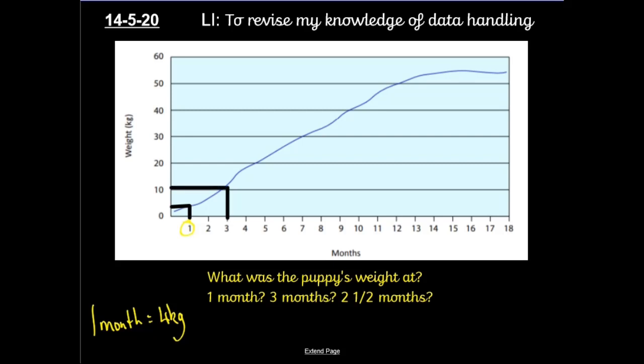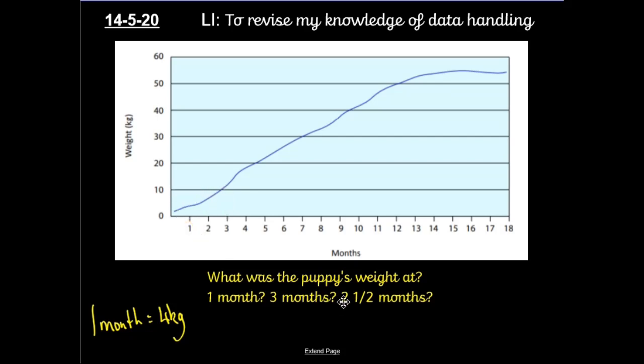Just there. So 3 months is just a little bit over 10. It's probably about 11 kilograms. So after 3 months, the puppy's weight is 11 kilograms. Okay, and you're just using these lines to help you. Now I'm going to get rid of them for this next part here.